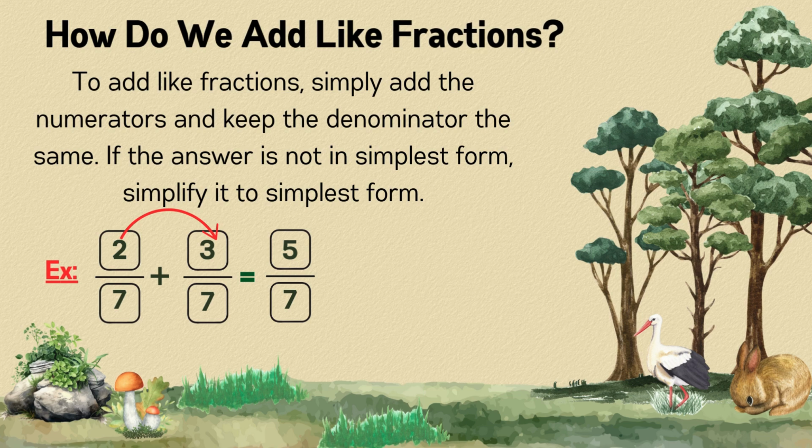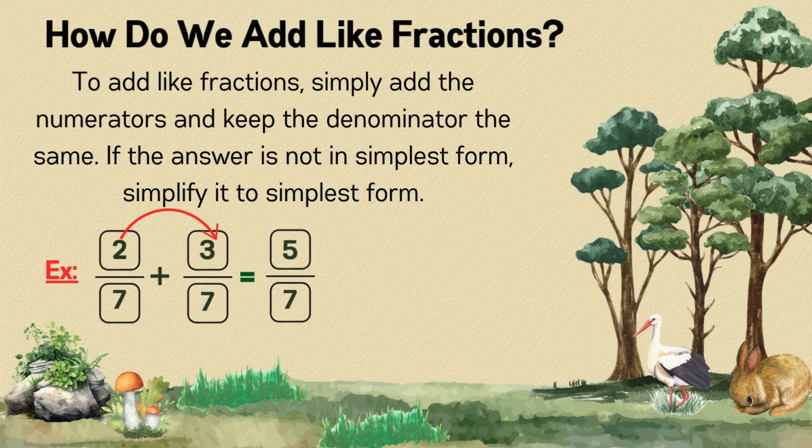To add like fractions, simply add the numerators and keep the denominator the same. If the answer is not in its simplest form, be sure to simplify it. For example, 2 out of 7 added to 3 out of 7. So, we add the numerators, 2 and 3 together, and the result is equal to 5, and the denominator stays the same as 7. So, 2 out of 7 plus 3 out of 7 is equal to 5 out of 7.